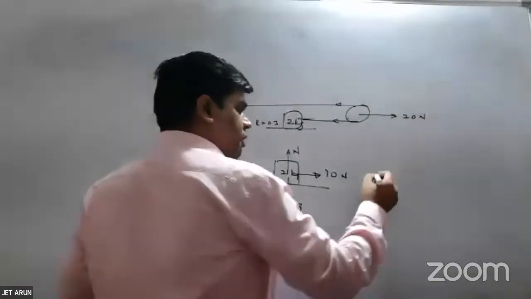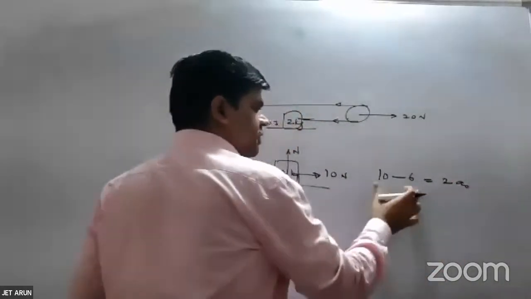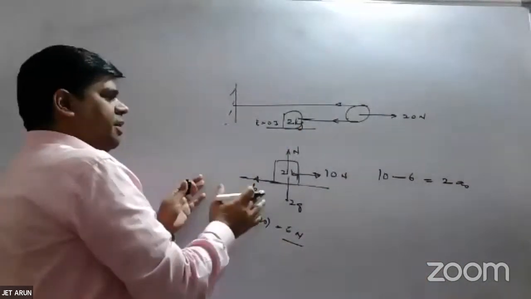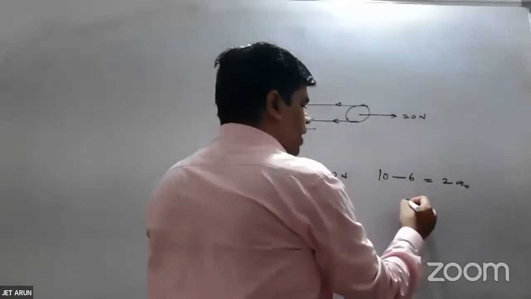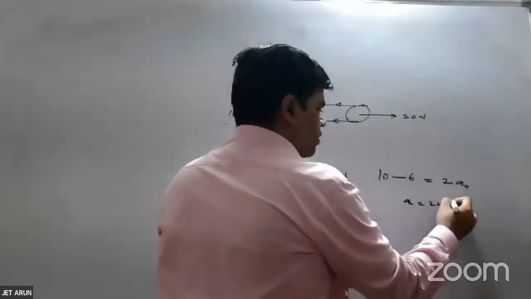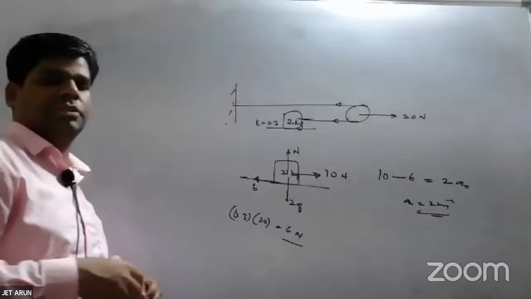So what is the net force on the block? 10 minus 6 is equal to 2 times acceleration. F is equal to m into a. I've drawn FBD from a reference frame which is ground, and I've written F is equal to ma. I'll get the acceleration. So acceleration is 2 meters per second square. That's it. Nothing more than this.